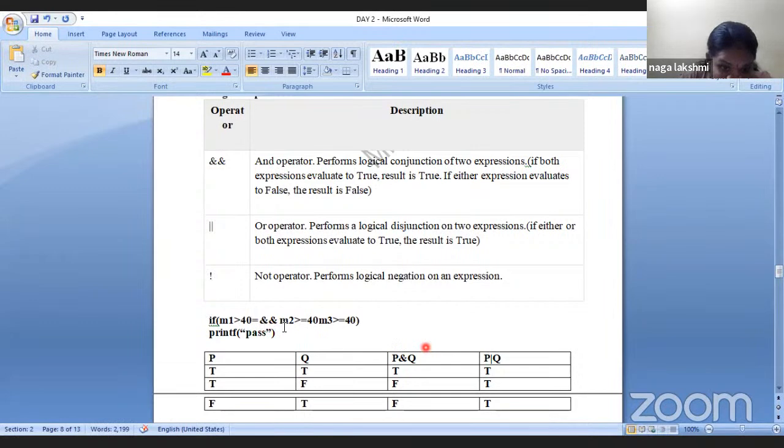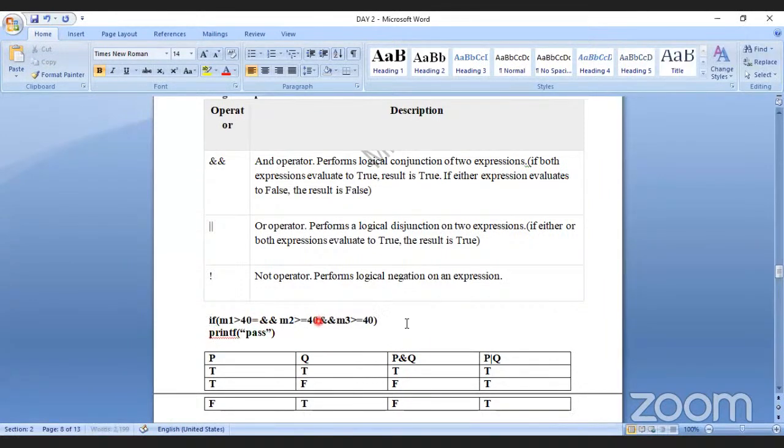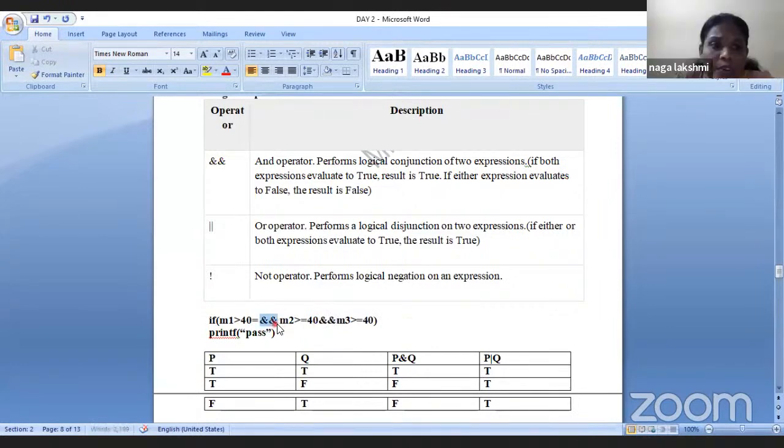When a student is checked here, what operator have I used here? Logical and operator. Yes or no? What operator have I used here? Yes, ma'am.